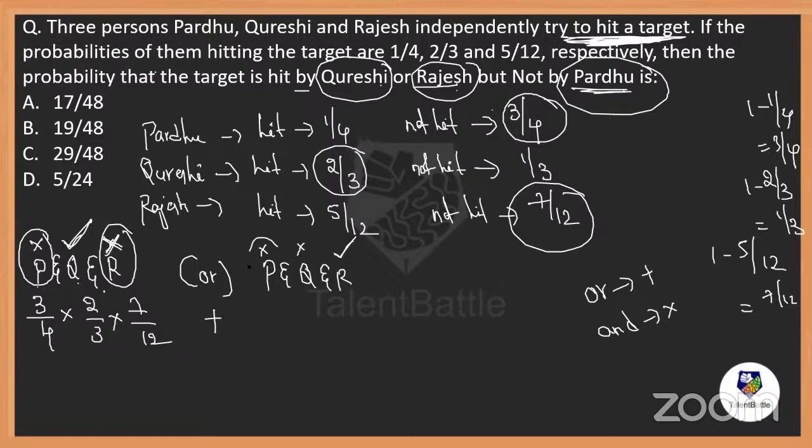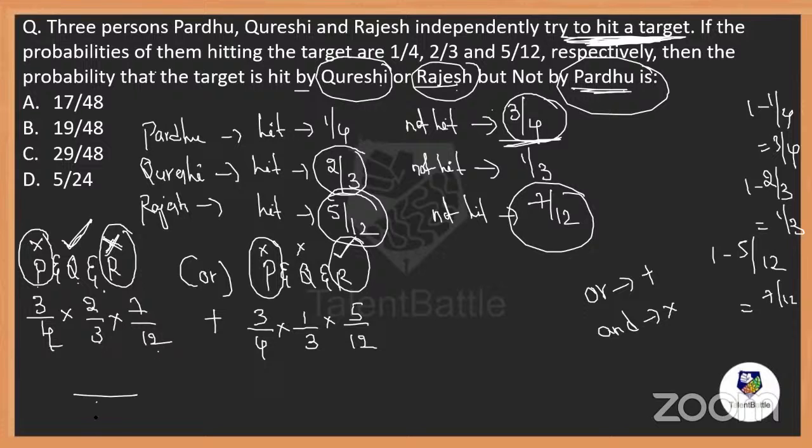Now apply the same here. Prabhu will not hit is 3 by 4, into, Qureshi will not hit is 1 by 3, into, Rajesh hitting is 5 by 12. That would be the answer. I will make sure I don't cancel the numbers, because I can cancel with 2 in one term but not in the other, so I want to make my denominator the same. So 4 into 3 is 12, and 12 into 12 is 144.